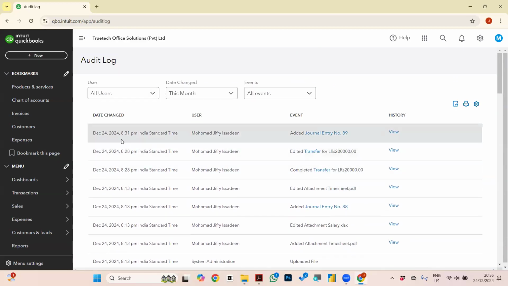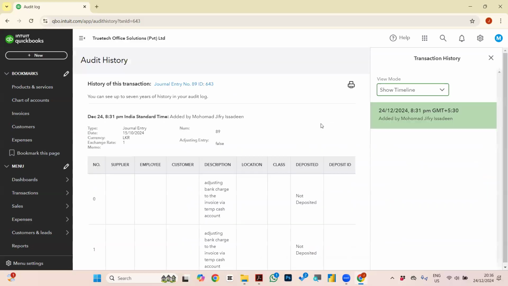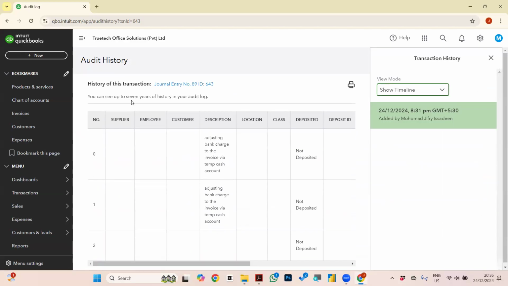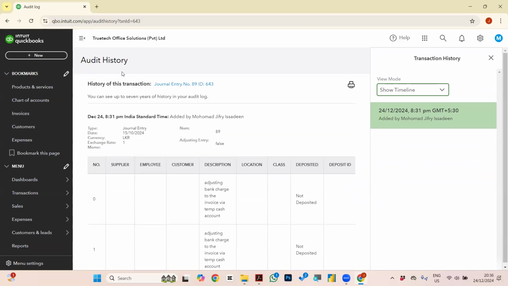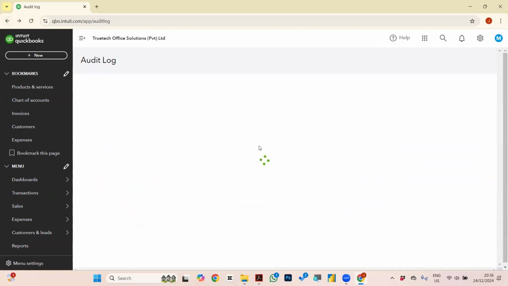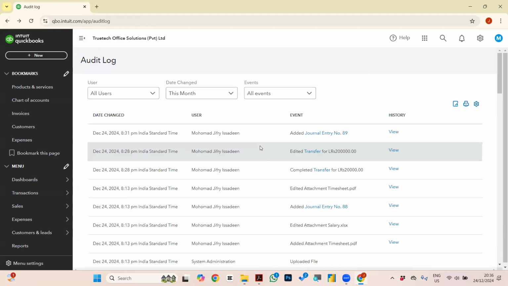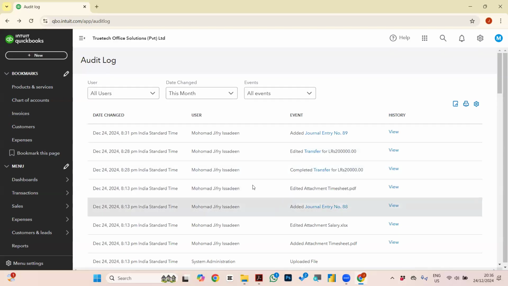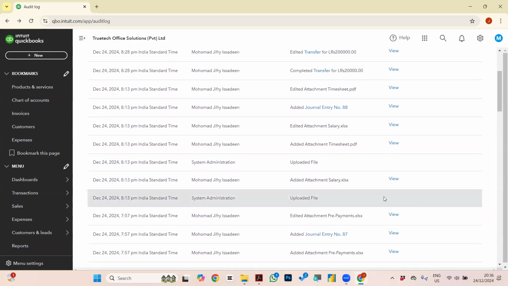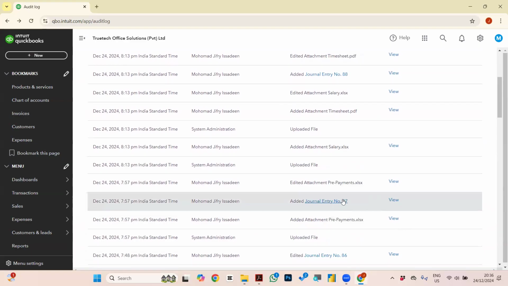It says, in Indian Standard Time, Jeffrey Sadin added a journal entry number 89. So what happened? I can click here and see what exactly happened. Let's see what happened to this journal. Nothing. I'm the only one who did it. Details are shown here. Okay, let me go back to the audit log. Likewise, you can go to any transaction and see who else changed it. If somebody changes it, it will be shown.